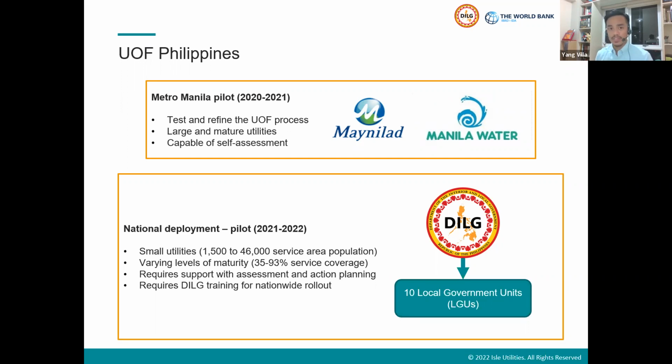We also quickly noted that these LGUs require more support in terms of assessment and action planning. Not all of them are capable of self-assessment, unlike our experience with Maynilad and Manila Water. They do need some guidance with the definitions for certain terms, for example, or to guide them through the interconnections between the pillars of utility operations. And we did that through a number of workshops.